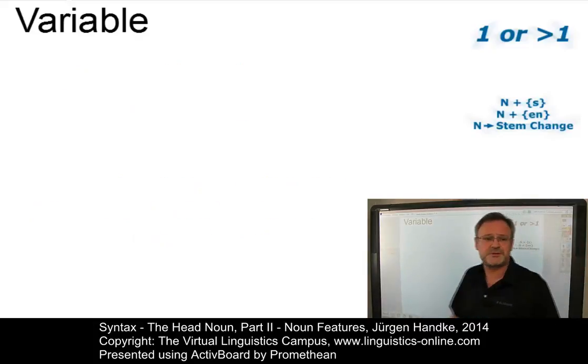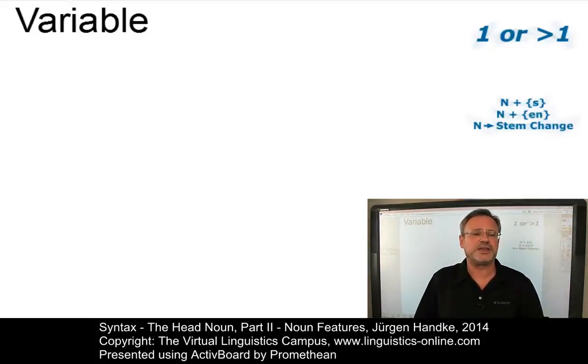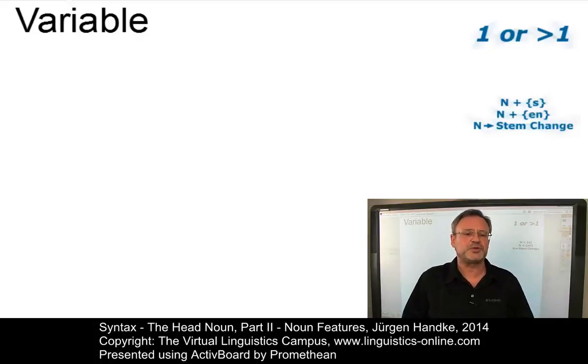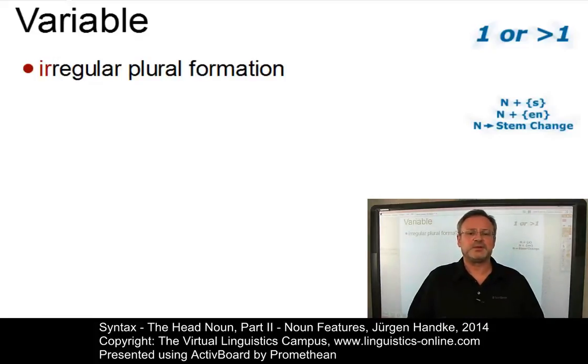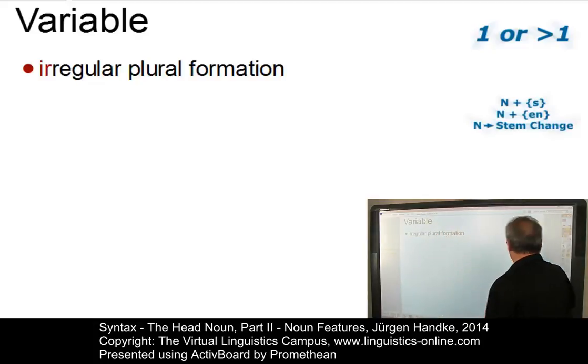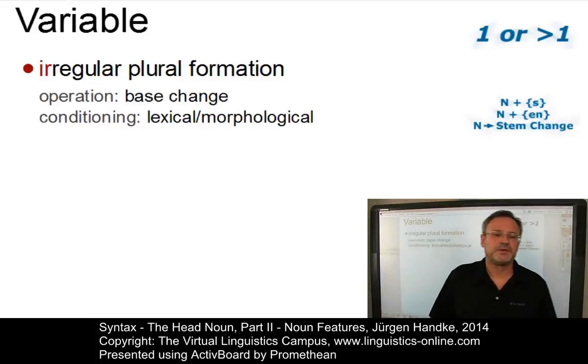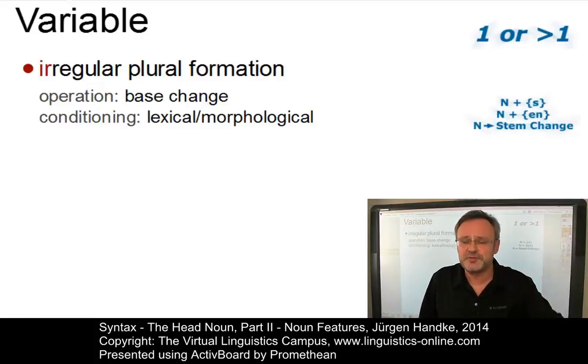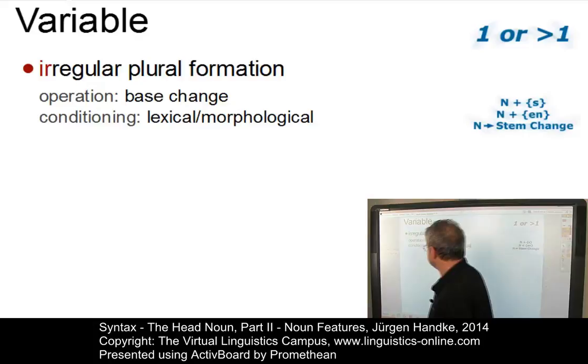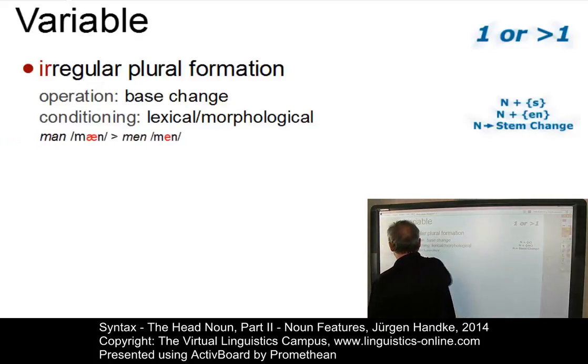All right, now nouns whose plural is conditioned morphologically or lexically involve what is often referred to as irregular plural formation. And here we can define several subclasses. For example, we have plural formation by means of a base change, which in most cases is lexically conditioned, that is, we have to remember the particular base forms, and morphologically conditioned. It only applies in particular morphological contexts, that is, in our case, only in the plural. And examples are man-men and foot-feet.